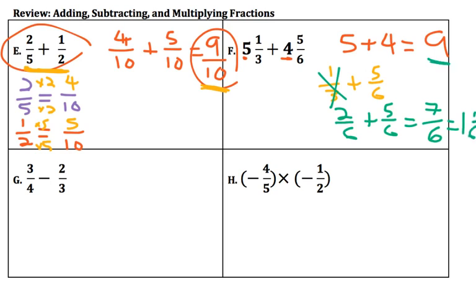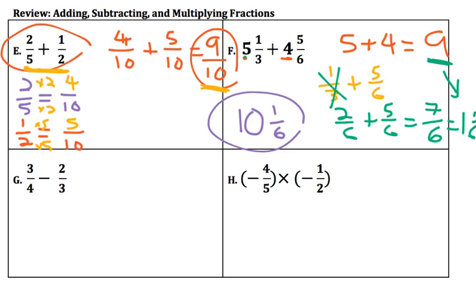So now we add the 9, which we got from the 5 and the 4, and the 1 and 1/6, which we got from the two fractions. And we get a final answer, which I'll write over here, of 10 wholes and 1/6.